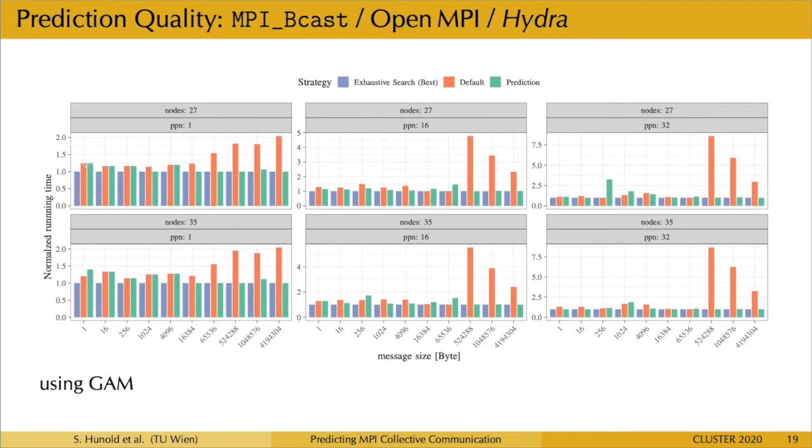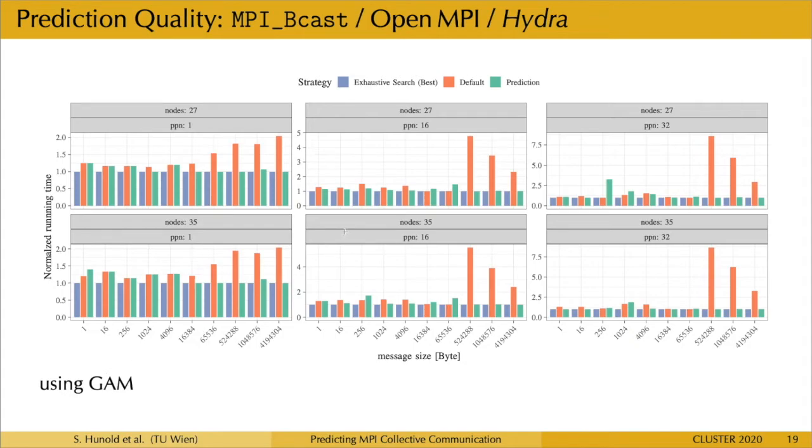So somehow it predicts the same algorithm as OpenMPI is using already. And we are varying here the number of nodes from here to here, and the number of processes per node. So we use 1 process per node, as we said, then we use 16 processes per node or 32 processes per node. And this one was using the GAM learner. We could have used also XGBoost, it's pretty similar.